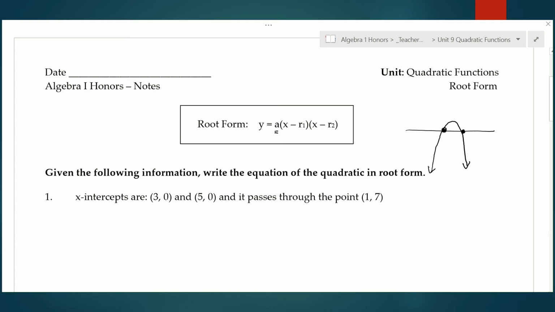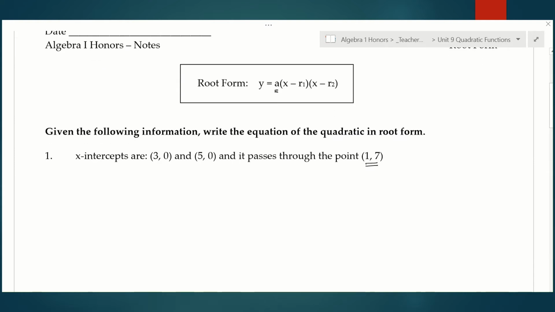Looking at the very first example here, you can see that we are given the x-intercepts of (3, 0) and (5, 0). The additional information we have is that it passes through the point (1, 7). The reason it's important to have that additional point is because that will tell us what we need to use in order to find the correct a term. If we didn't have that point, we would go through that process just like I showed you, where we work backwards and figure out what our equation would be if a was 1.